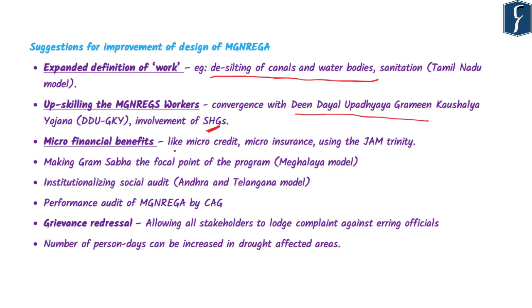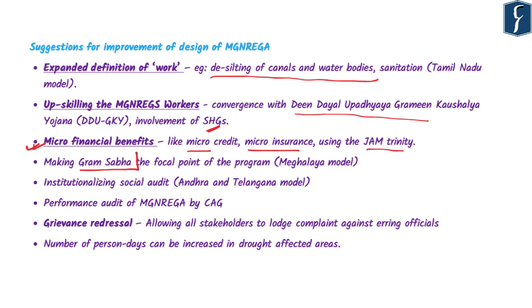MGNREGA is already using the infrastructure of direct benefit transfer. So beneficiaries already have bank accounts and their mobile numbers are also registered. So the infrastructure of the JAM Trinity can be further utilized to increase insurance coverage through the MGNREGA program, and microcredit and micro insurance can also be given to the beneficiaries under MGNREGA. This is a very important suggestion for the improvement of the scheme.